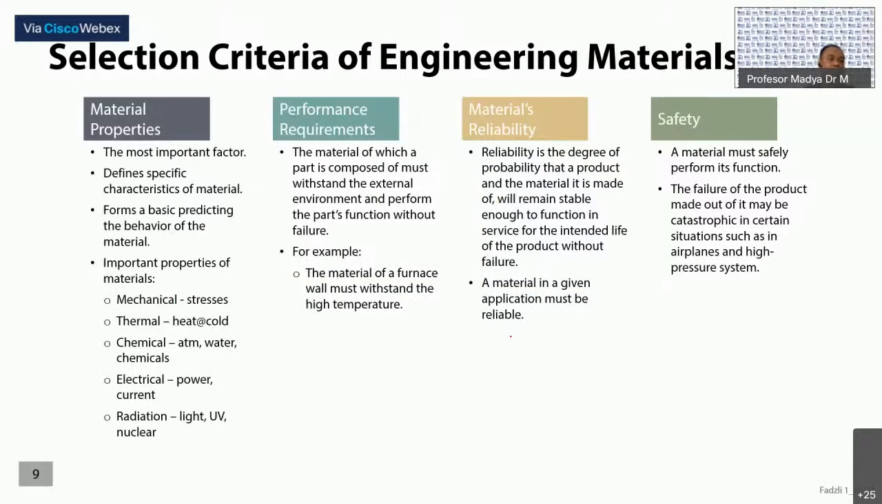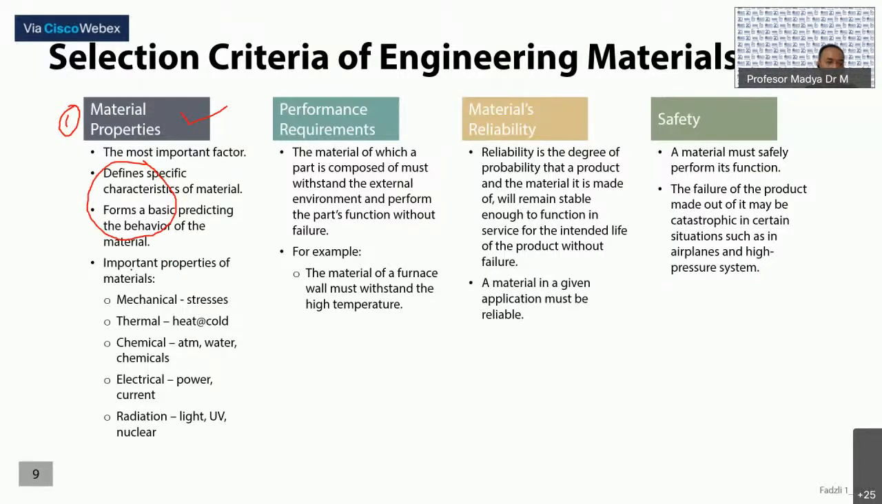Okay, this is the selection criteria of engineering material. As I said earlier, for selection of the engineering material we cannot just select randomly. We need to have the criteria. The first criterion is the material properties. This is the most important. Define specific characteristics of the material, forming a basis for predicting the behavior of the material. All this is the determination of the material properties.